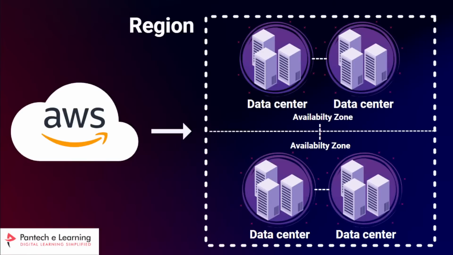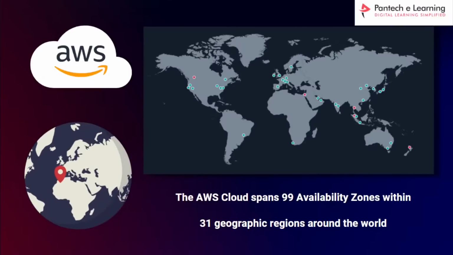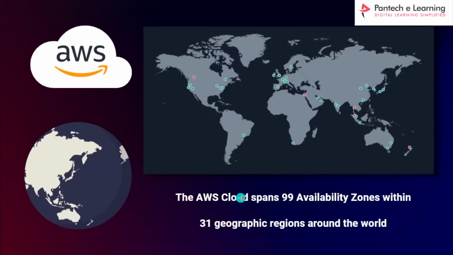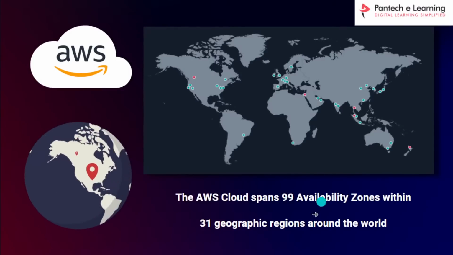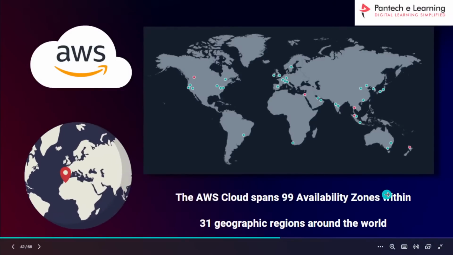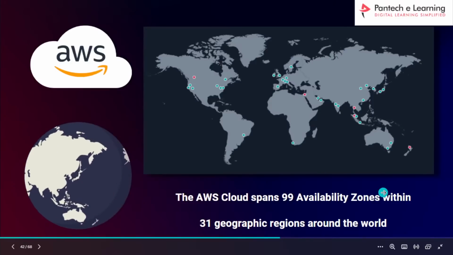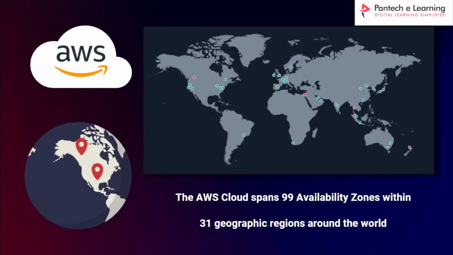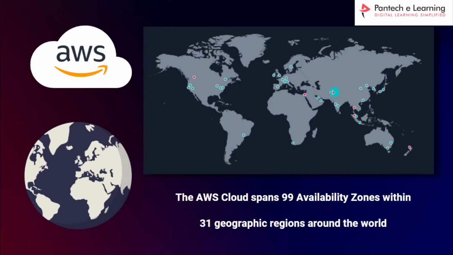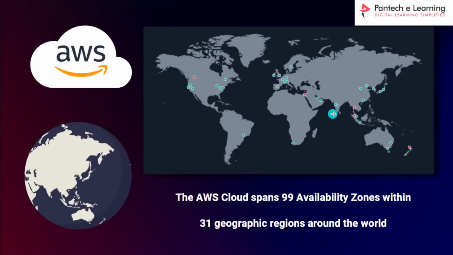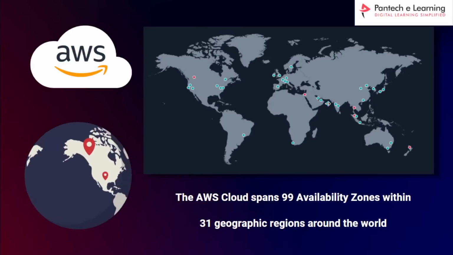So this same thing is applicable for companies also. The AWS cloud spans 99 availability zones within 31 geographic regions around the world. Around the entire world, they have these kinds of facilities. And for us in India, we have one in Hyderabad and one in Mumbai.